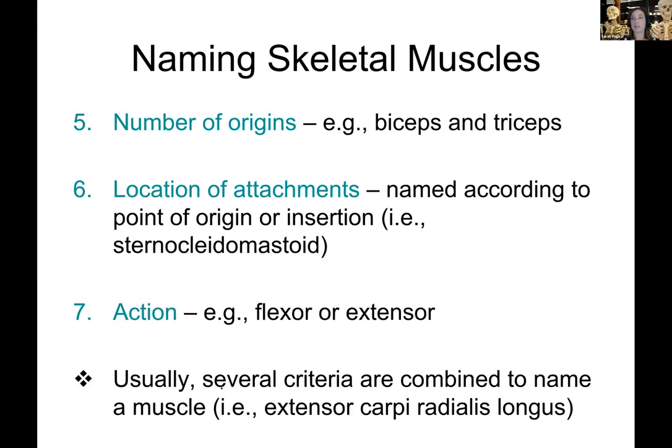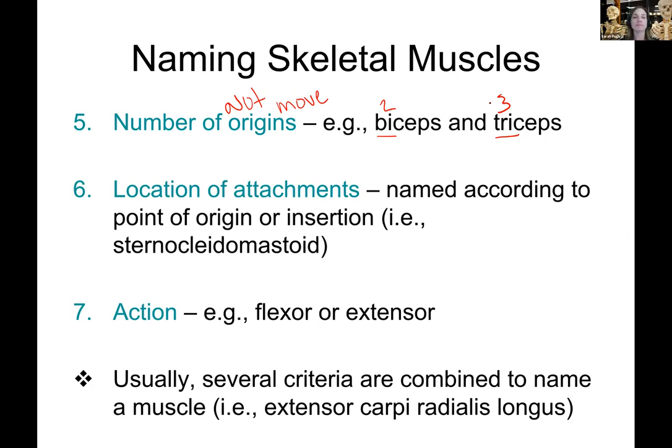We can also name our muscles based on the number of origins. Remember that term origin, it means this is the part of the muscle where it connects that does not move. So your bicep, bi means 2, and your tricep, tri means 3. They have 2 and 3 origins respectively. We can also name our muscles based on the location of their attachments. So basically their origin and their insertion. Great example of that is the muscle I gave you earlier, the sternocleidomastoid muscle. It is named for the origin, sternum and clavicle, sternocleido, and the insertion, mastoid.